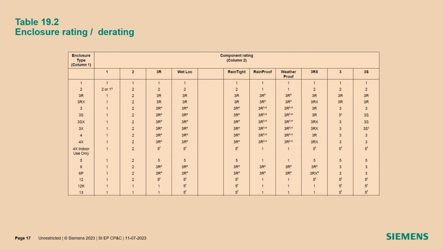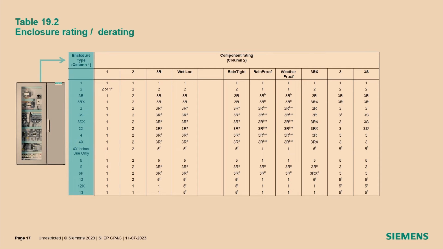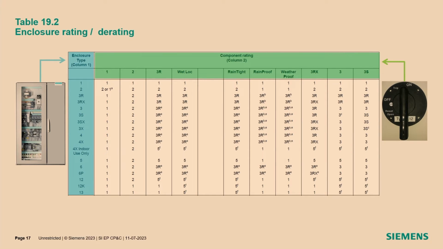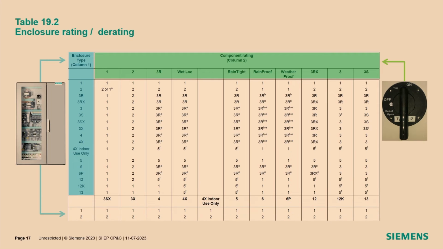And now we create the new table 19.2. To understand how to use this table, first of all, you have to see that the left column shows the enclosure type ratings of the empty tested cabinet, the enclosure itself. And on the first line, you see in green the component ratings. This is the headline of all the components. And to match everything together creates a combination of enclosure types. So let's make an example.